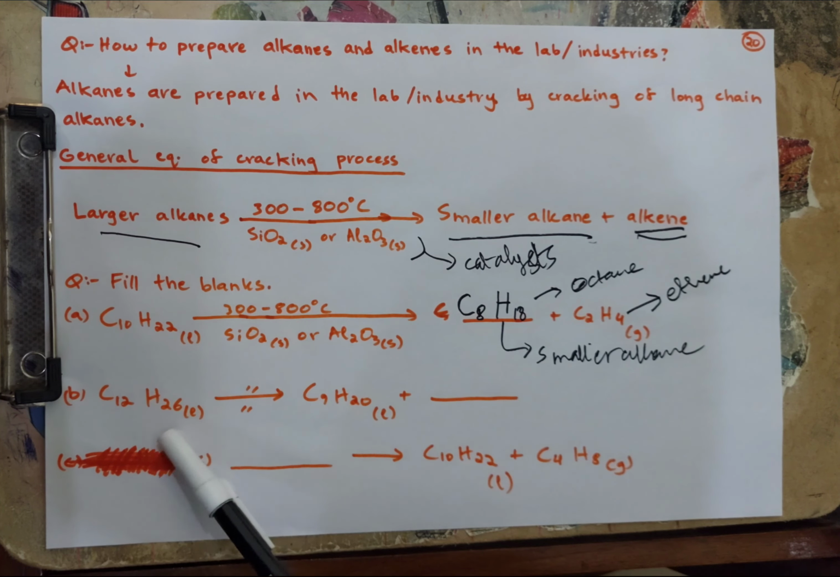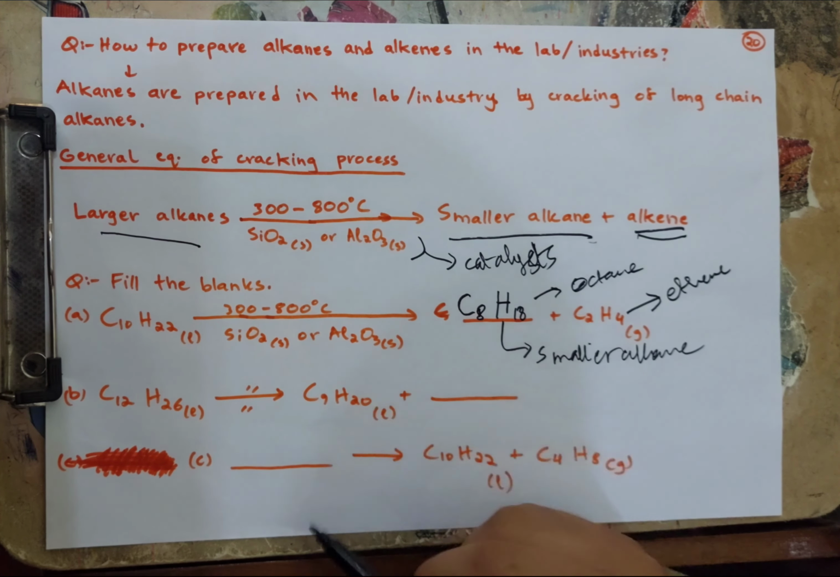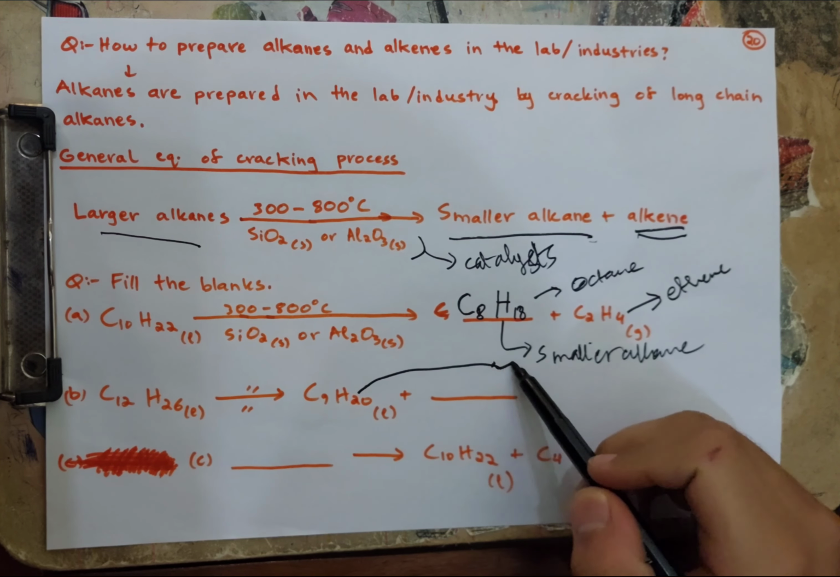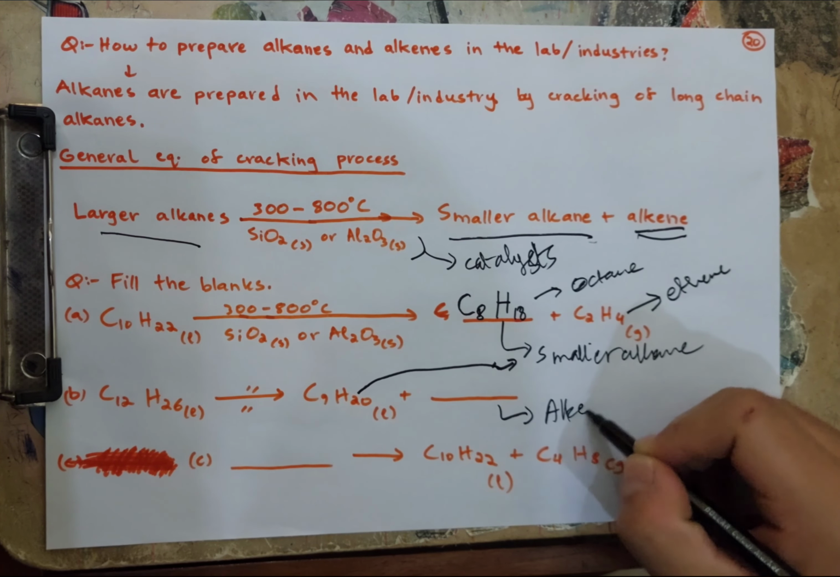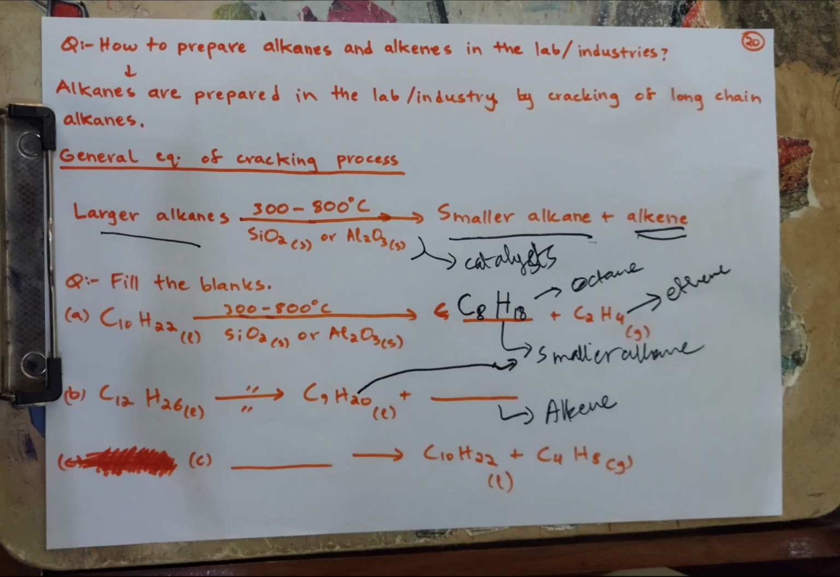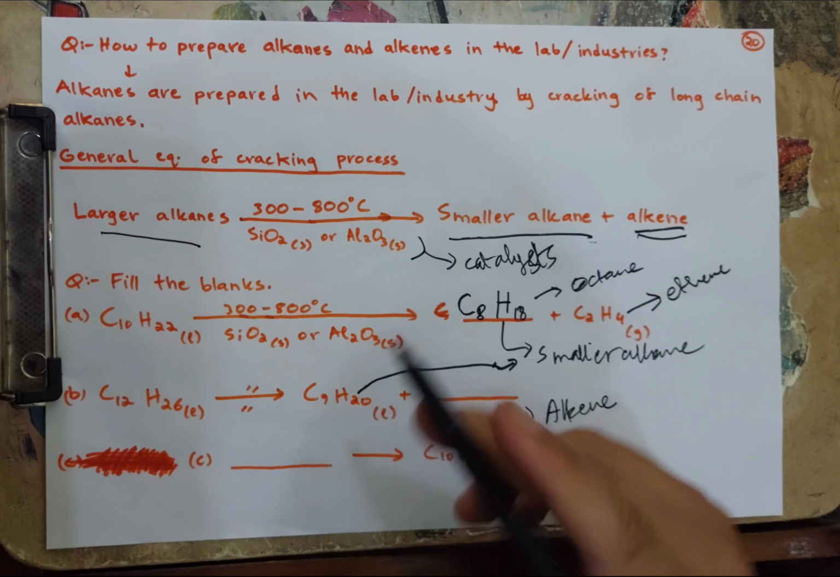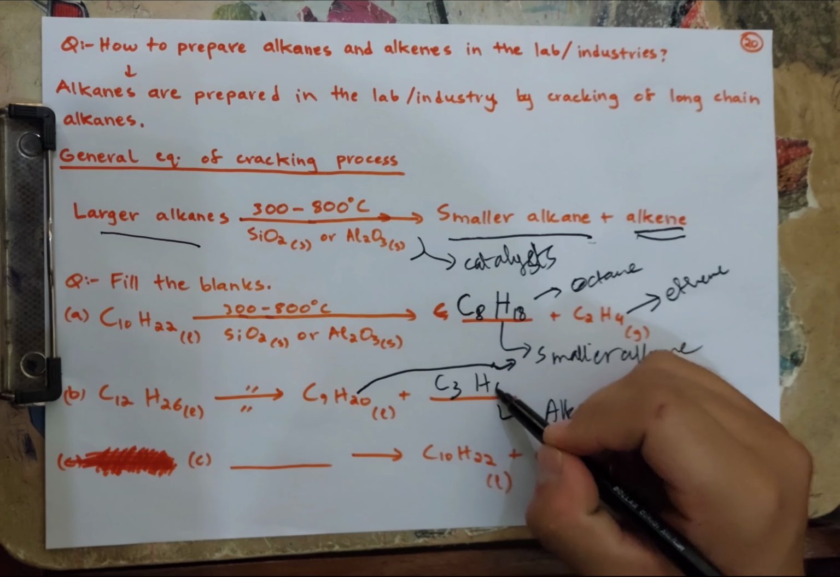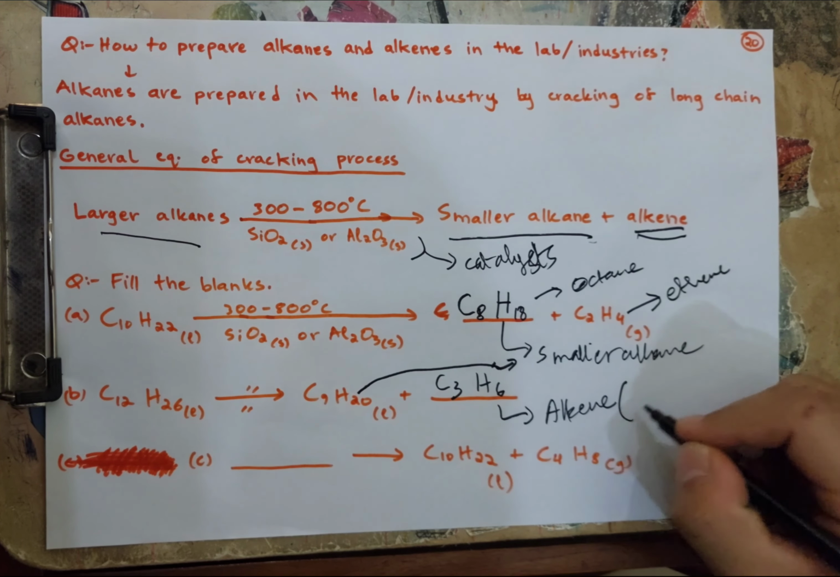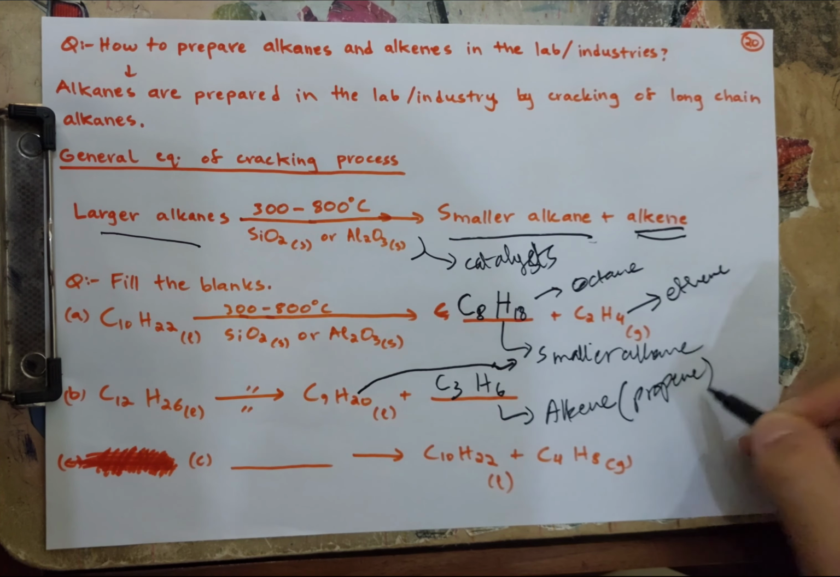Okay, now the next reaction, C12H26. This is a smaller alkane already formed, so here we will have an alkene formed. What will the alkene be? 12 minus 9, C3; H, 26 minus 20, C3H6. What is this? This is propene. Propene is formed over here.